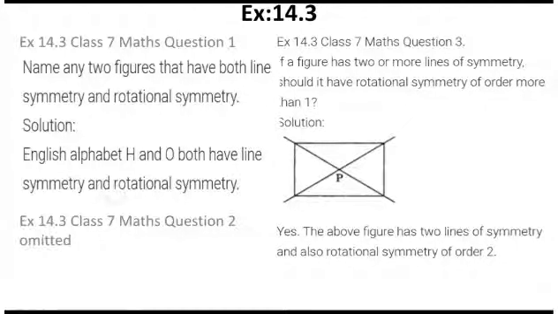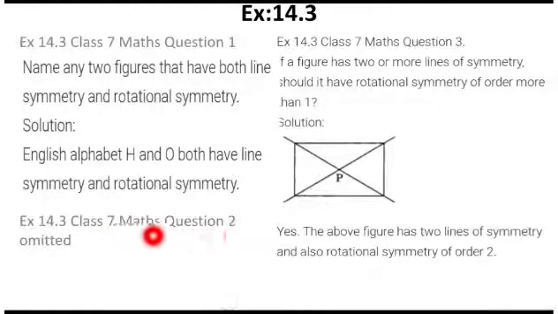Okay students, so next, exercise 14.3, you are going to do in your CW book. The first question is only the kind of knowledge: which letter has both lines of symmetry in your English alphabet? Both lines means vertical as well as horizontal. So we can take any two alphabets. So I am taking H and O, which have a line of symmetry and rotational symmetry both, because when rotated, 2 times their figures match.